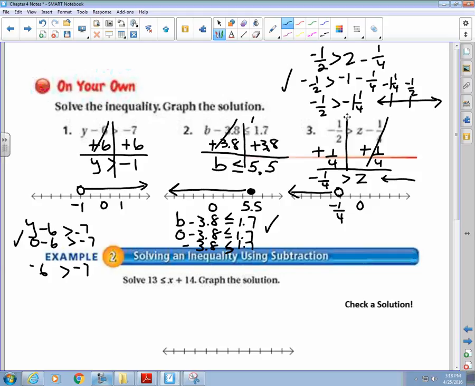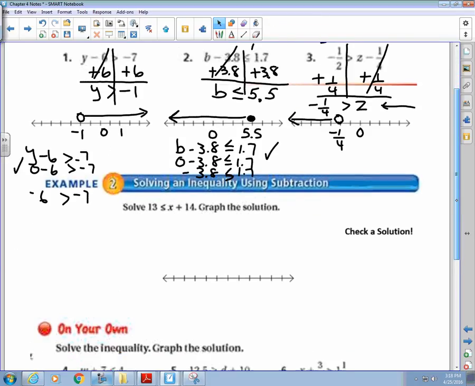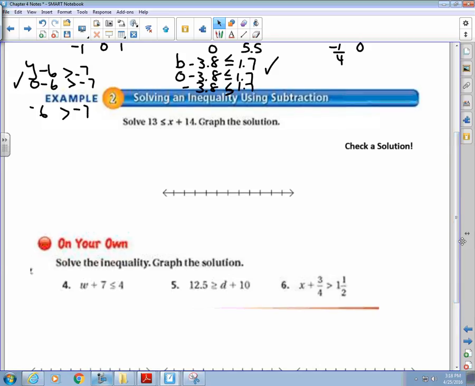Again, if you have any questions on this, make sure you ask in class, and I'm more than happy to go over some more of these problems with you to make sure that you know what you're doing. All right, so that was solving using addition.